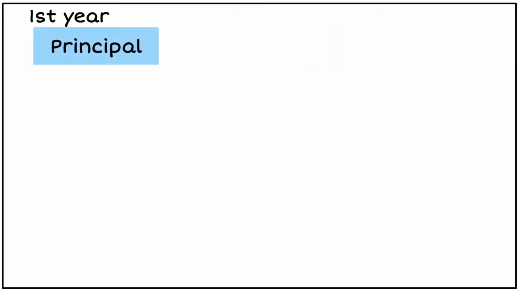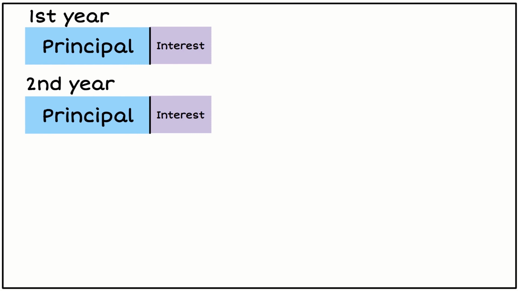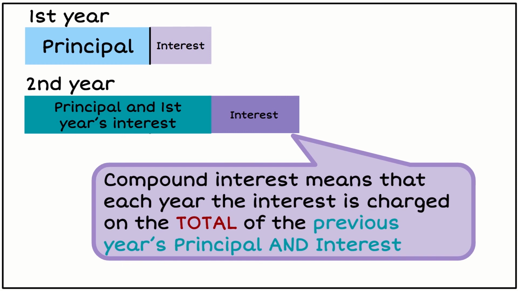In my first year, I have to pay the principal. I borrowed the principal and I get charged an interest rate for the first year. Then, in my second year, I get charged for the principal and the interest, and now the bank or whoever's going to combine that together, and I'm going to get charged interest on that total amount. So the compound interest each year means interest is charged off the total of the previous year's principal and interest altogether.